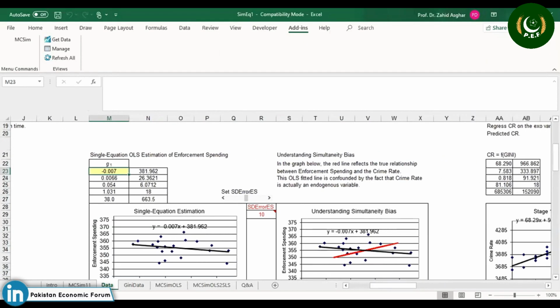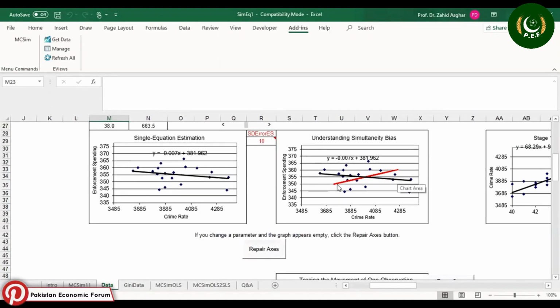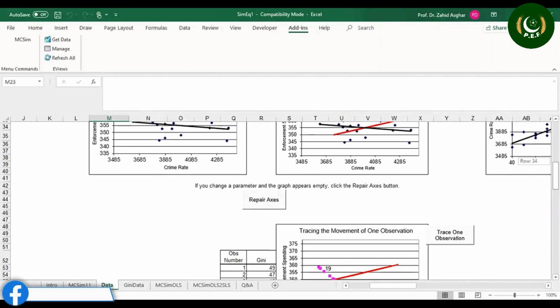So basically, if you see, the actual relationship should look like this positive upward sloping curve, which is the red line, between crime rate and enforcement spending. But when you regress, it is negatively sloping, this dark red line. Why is it so? Because you are basically ignoring the simultaneity bias, because your crime rate is basically a function of enforcement spending shocks as well.